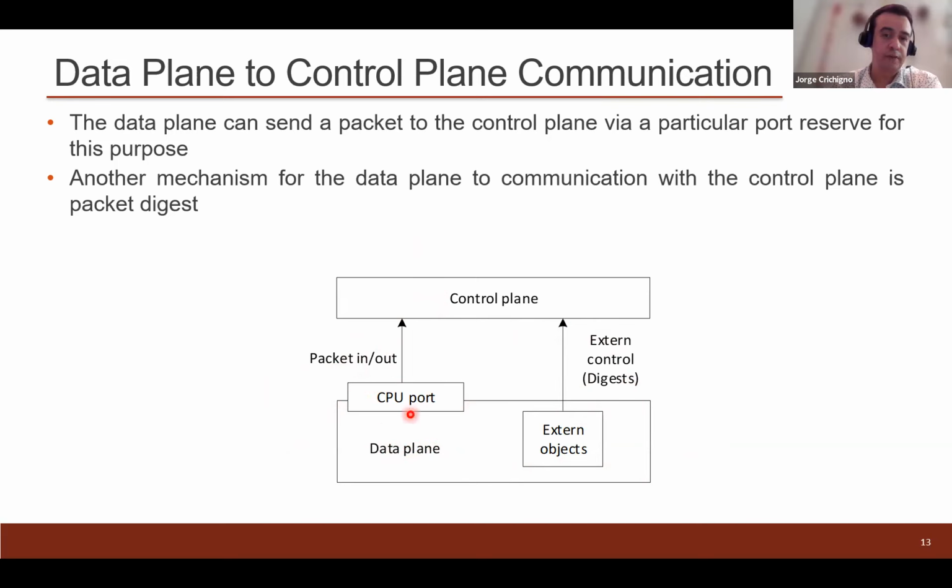Switches have a specific port called the CPU port that allows the data plane to forward a packet to the control plane through this port. This is also called packet in, packet out, and it works in both directions. And the second way to communicate information from the data plane is through this packet digest mechanism.